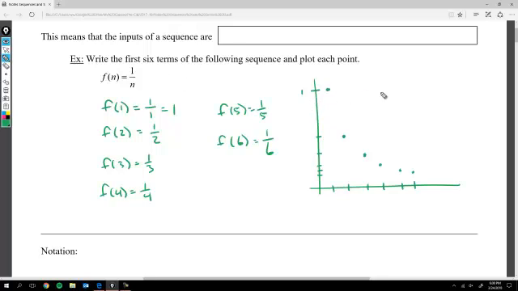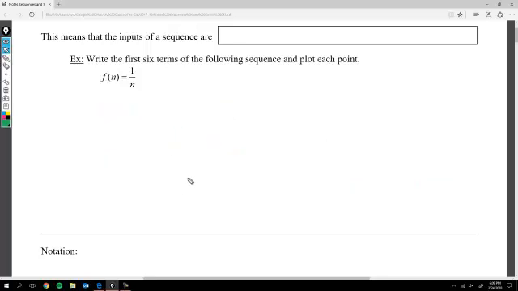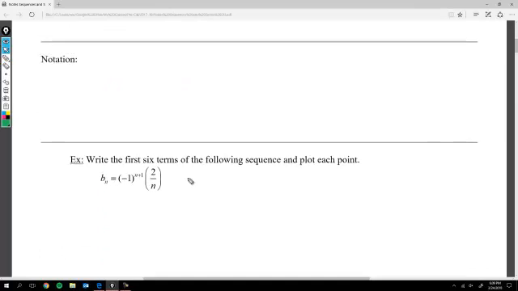Okay, so if you take a look at what we just did, you'll notice that the number that I plugged in corresponds with its place in the sequence. What I mean by that is my first term was 1 because I had 1 over 1. My second term was 1/2. My third term was a third, a fourth, and so on.